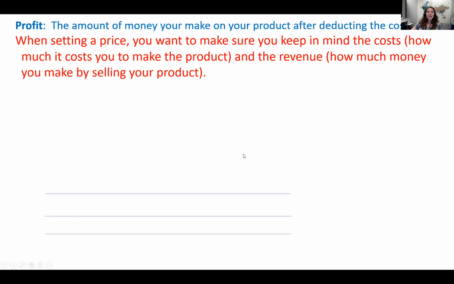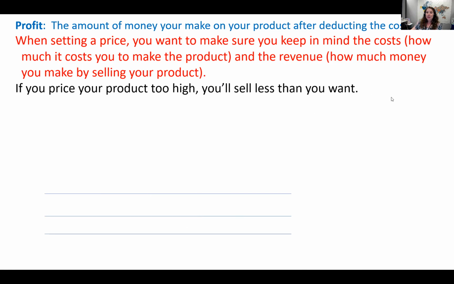All right, so what is a profit? A profit is the amount of money you make on your product after deducting the cost, how much it costs you to actually make the product. Take that away, and all the money left over is what you get to keep as profit. If you set a price, you want to keep in mind the cost, how much it costs you to make the product, and the revenue, how much you are going to sell your item for.